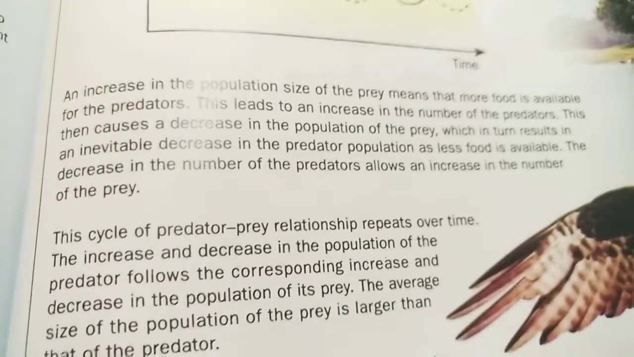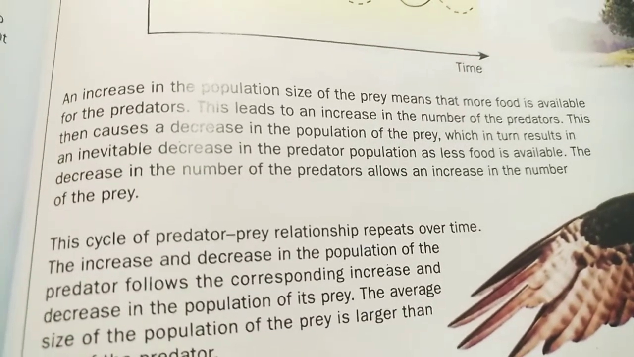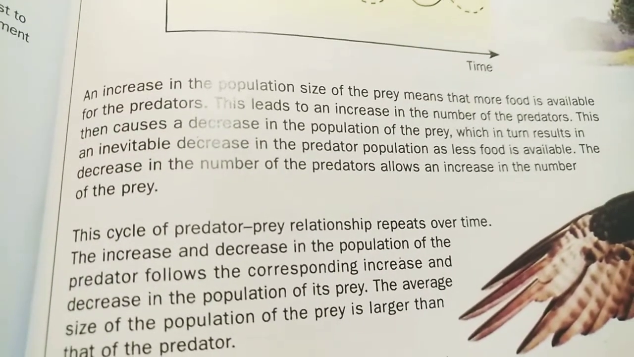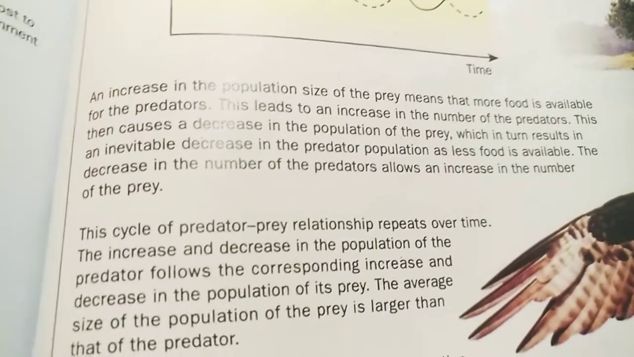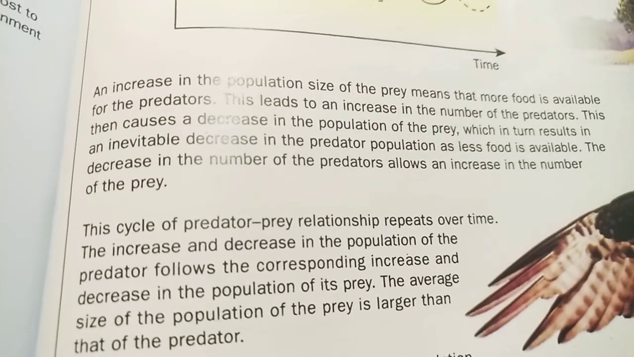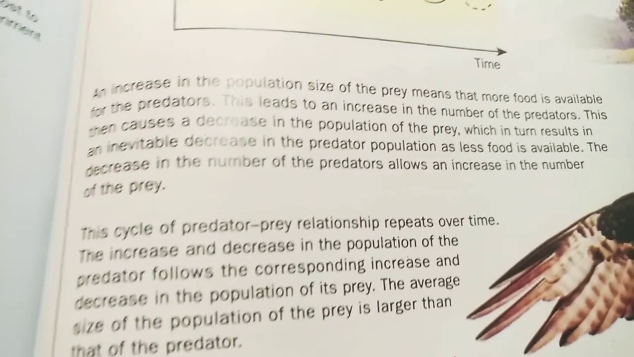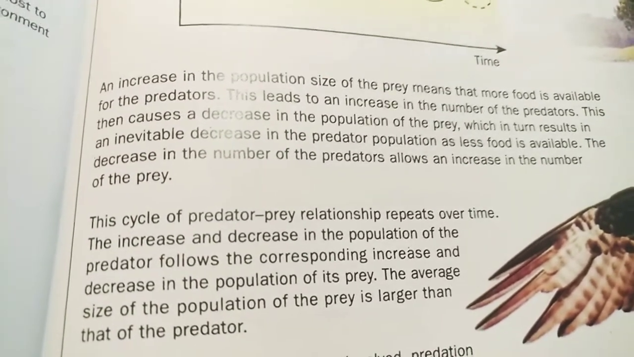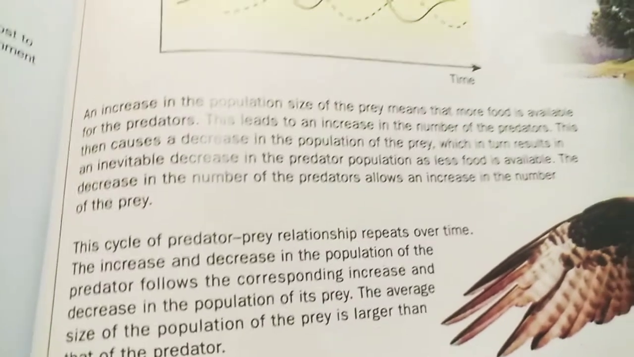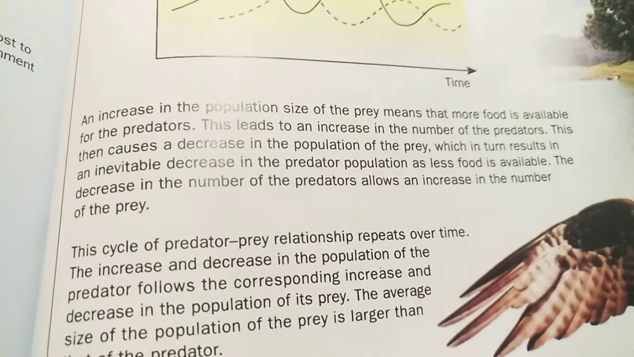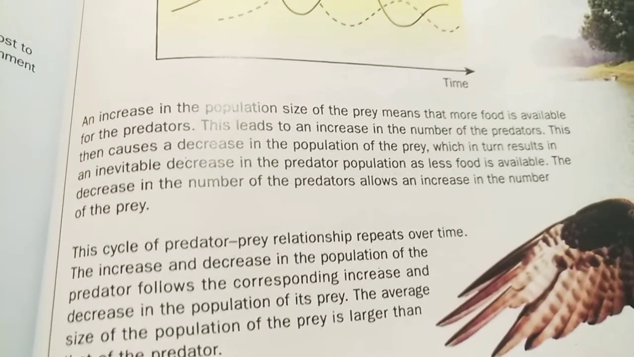How are they explaining this? An increase in the population size of the prey means that more food is available for the predator. It means that wherever the number of the prey is more, there will be more predators getting food from them, and as a result they are increasing their population. This leads to an increase in the number of the predator.